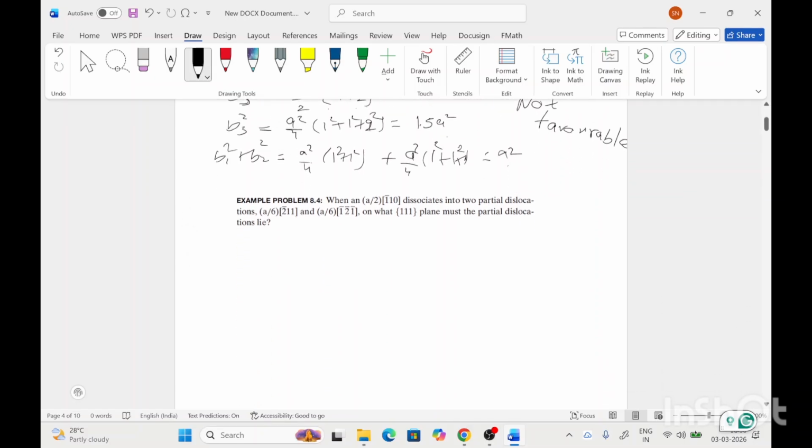Next problem is similar to this. When an a by 2 bar 110 dissociates into two partial dislocations a by 6, this, and on what 111 plane must the partial dislocation lie? If one dislocation is dissociating into partial dislocations, on what plane will it dissociate? The plane for the partial dislocations can be obtained by the cross product of these two Burgers vectors.